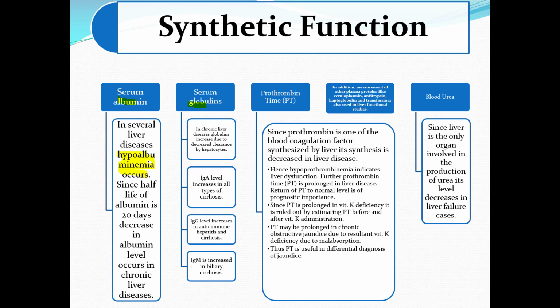Serum globulins: in chronic liver disease, globulin will increase due to decreased clearance by hepatocytes. IgA level increases in cirrhosis, IgG level increases in autoimmune hepatitis and cirrhosis, and IgM increases in biliary cirrhosis.